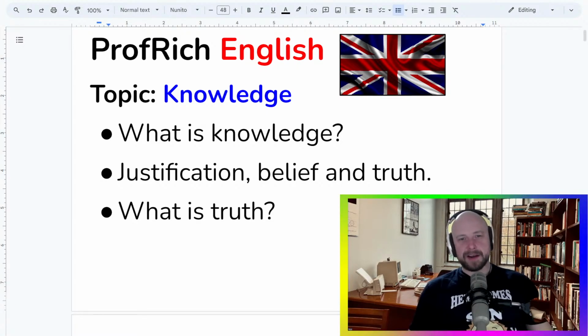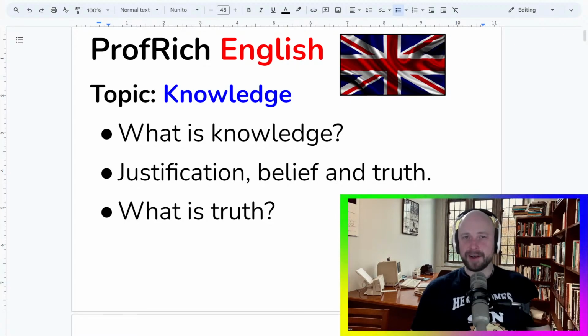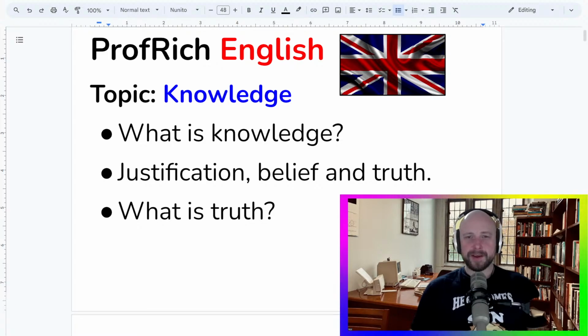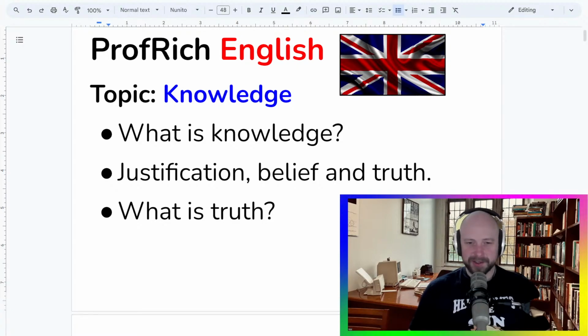We'll be talking about justification, belief, and truth. And we will then ask the question, what is truth? Because as we'll see today, the idea of knowledge is connected quite heavily to the idea of truth. In fact, we think that knowledge and truth have an important connection or relationship.